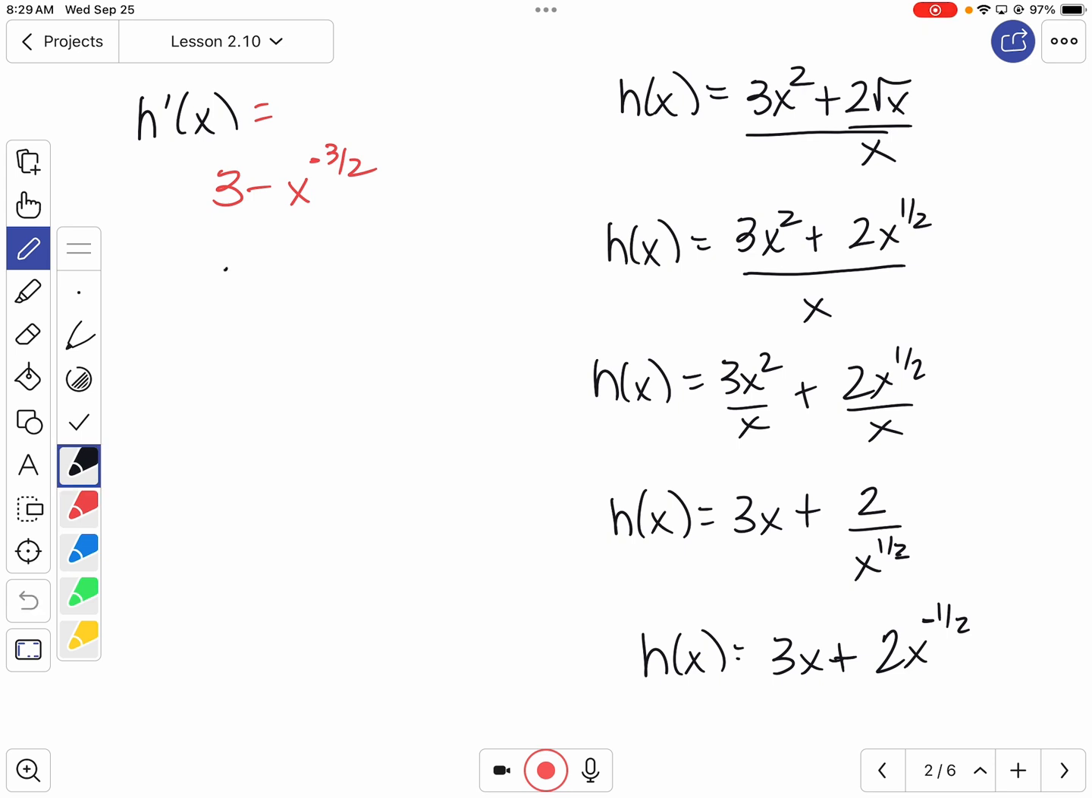And I'm pretty sure the answer key probably said this: 3 minus 1 over the square root of x cubed. Or it might have had some other variation thereof. But, yeah.